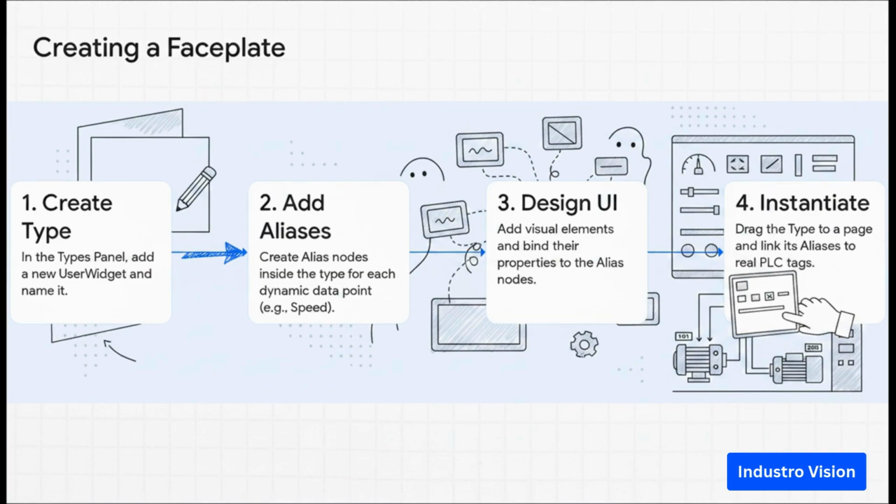Step 2 is where the genius comes in. You add aliases. An alias is just a placeholder. Think of it like an empty electrical socket on your template. In step 3, you design your user interface, but you wire everything up to those empty sockets. Then, finally, in step 4, you drag that template onto a screen, and that's when you plug the real PLC tags, the live wires for Pump 101 or Motor 205, into those sockets.